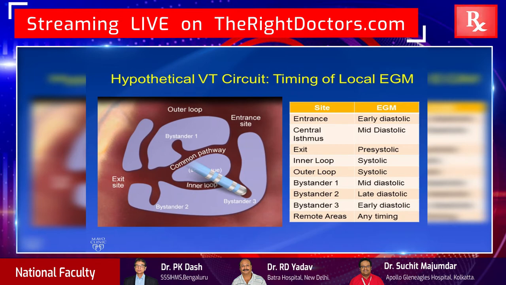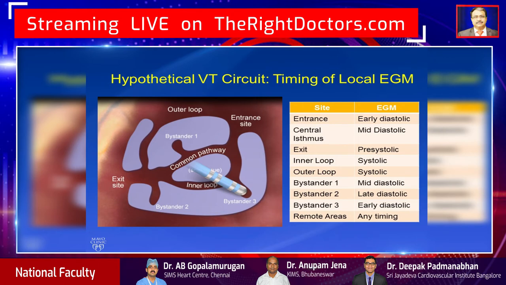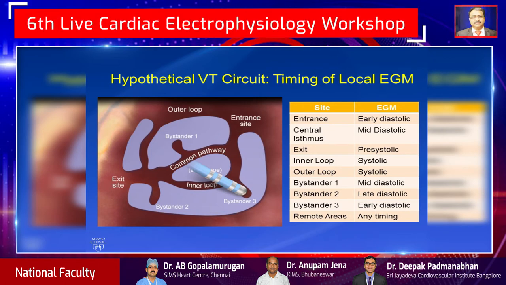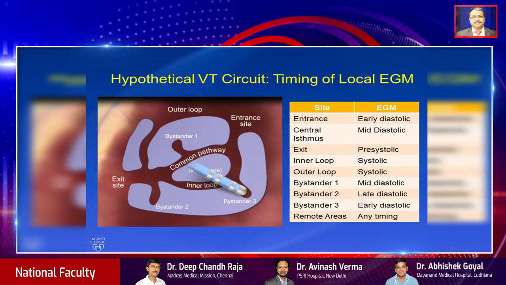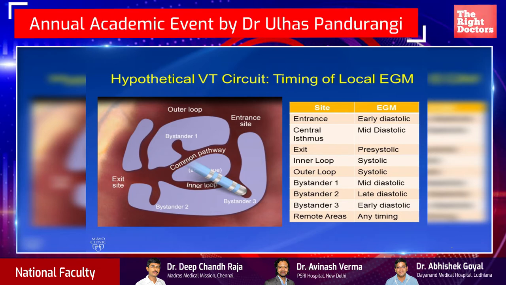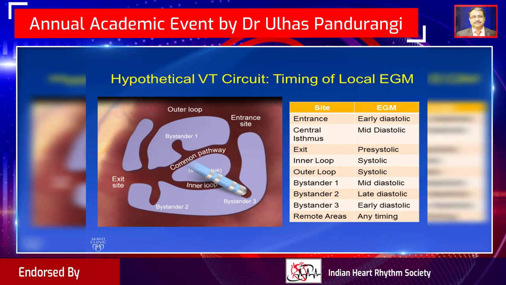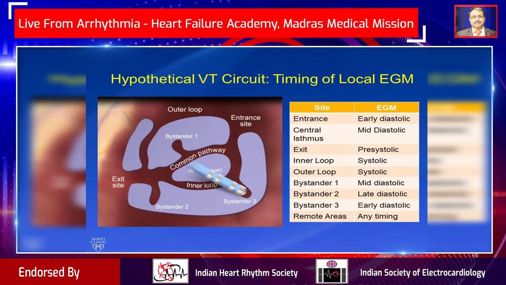Similarly, if you're going to have an exit site, the local electrogram at an exit site is going to occur just before the onset of your next QRS. So it's going to be a pre-systolic signal or a late diastolic signal. So exit sites often are pre-systolic or late diastolic. And if you're going to have an entrance site, it's going to be a very early diastolic signal. So it's going to happen right after the end of the previous QRS. Now, does that make sense?